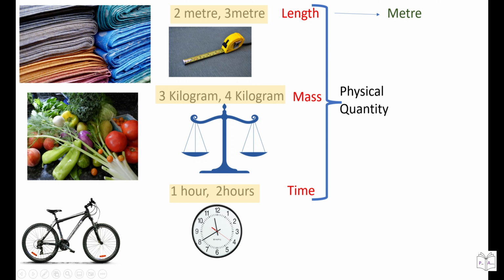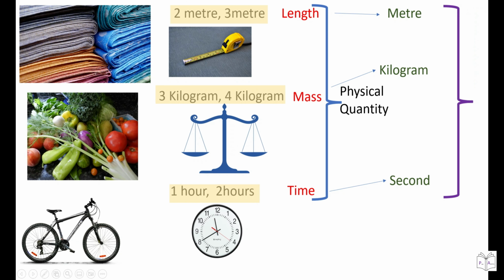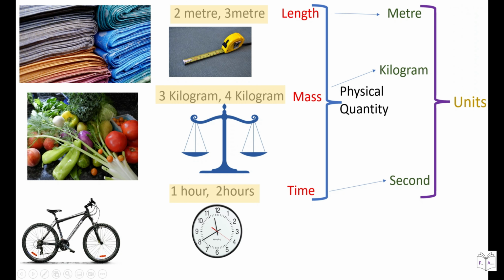Okay. Now we will see another important term, that is for mass. As I told you, mass is expressed in terms of kilogram, and time is expressed in terms of seconds. So all these three, meter, kilogram and seconds, are called units, which means length, mass and time are the physical quantities. The corresponding units are meter, kilogram and seconds.